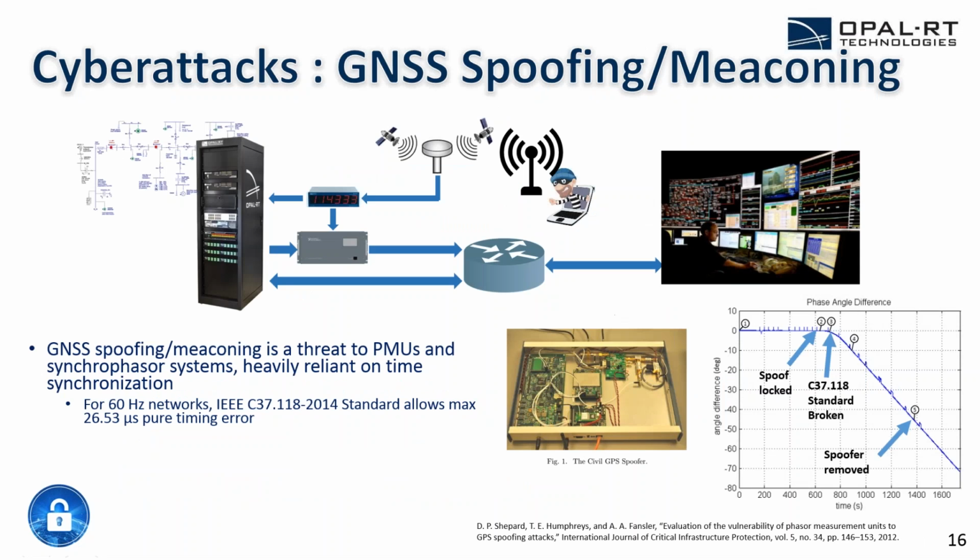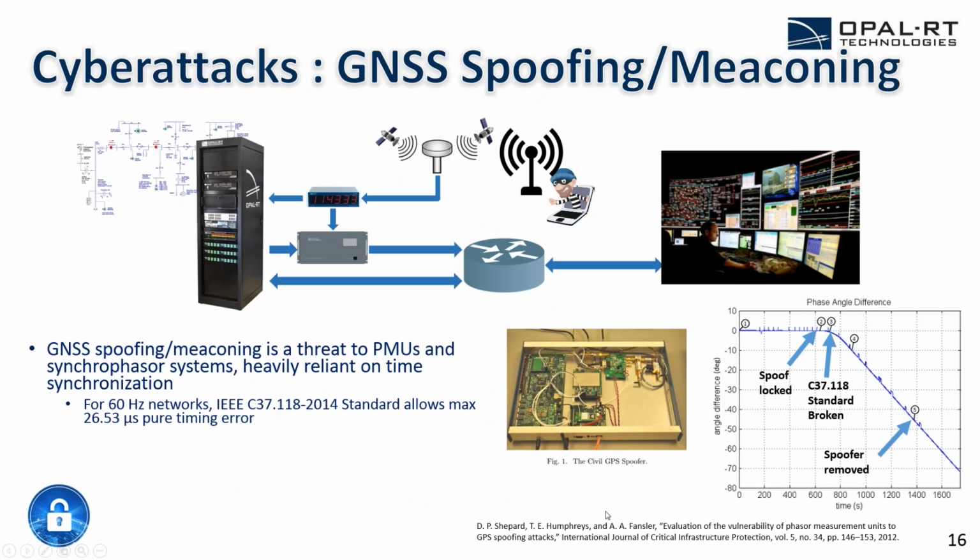And last but not least, considering the emergence of synchrophaser systems, we now have to consider GNSS spoofing. GNSS refers to global navigation satellite systems, which includes constellations such as GPS and GLONASS. And why is this a concern? Well, phasor measurement units are heavily reliant on time synchronization. In fact, the IEEE C37.118 standard only allows a maximum of a couple dozen microseconds of pure timing error.